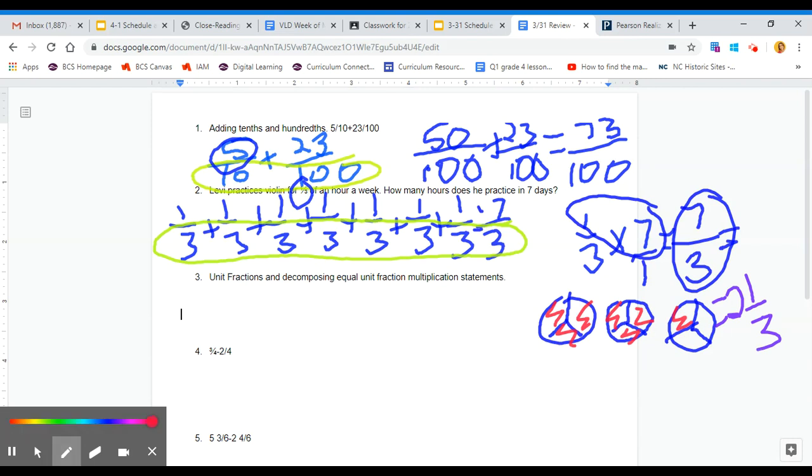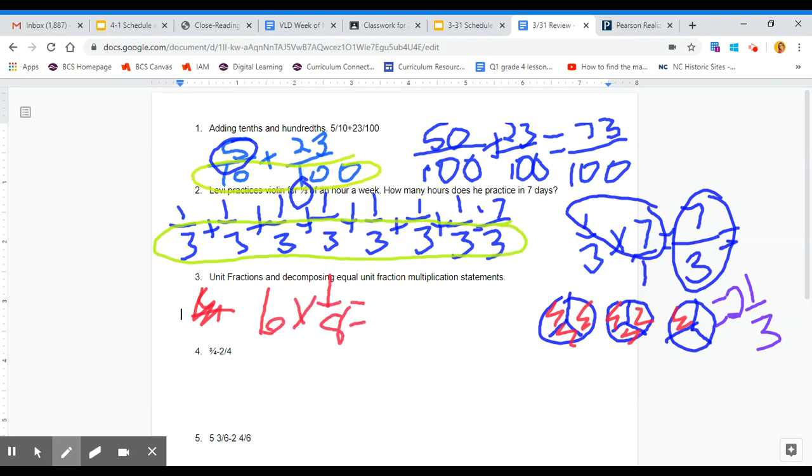So for example, you might have 6 times 1/8, and that's going to equal 6/8. You might also have 6 times 1/8 is equal to 3 times 2/8. And is that true? 3 times 2 is 6. So those are equal. 6 times 1/8 is equal to 3 times 2/8.